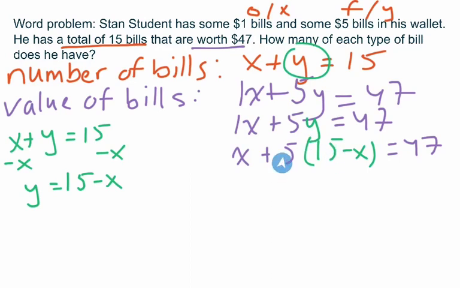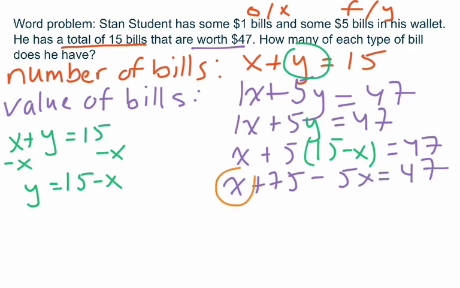Go ahead and distribute. So 5 times 15 is 75. And then 5 times negative x would give me negative 5x. Bring down the equals, bring down the 47. Take care when you are combining your like terms. That is x minus 5x, which is negative 4x. Bring down your plus 75.